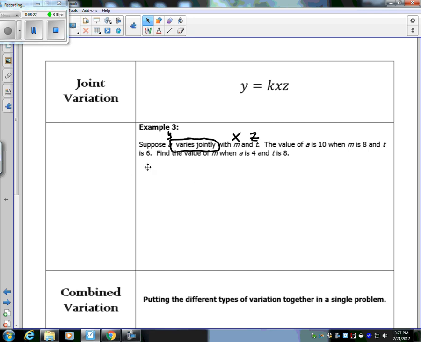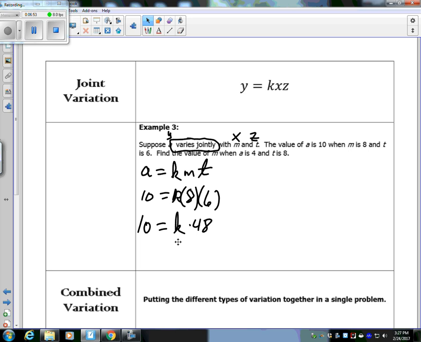So in this case, our general equation is a equals k times m times t. And the value of a is 10. So again, the first part of the problem is just going to be trying to figure out what your k is usually. A is 10, m is 8. T is 6. So, simple problem to solve. K times 48, you're going to divide it by 48. And our K is equal to 5/24.